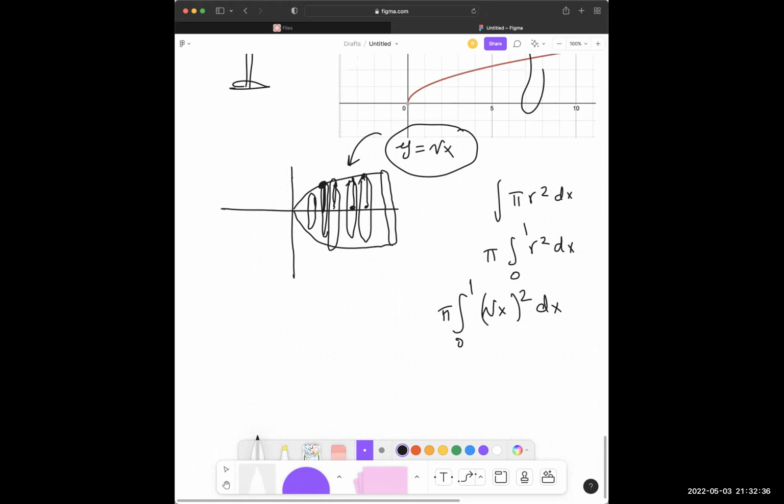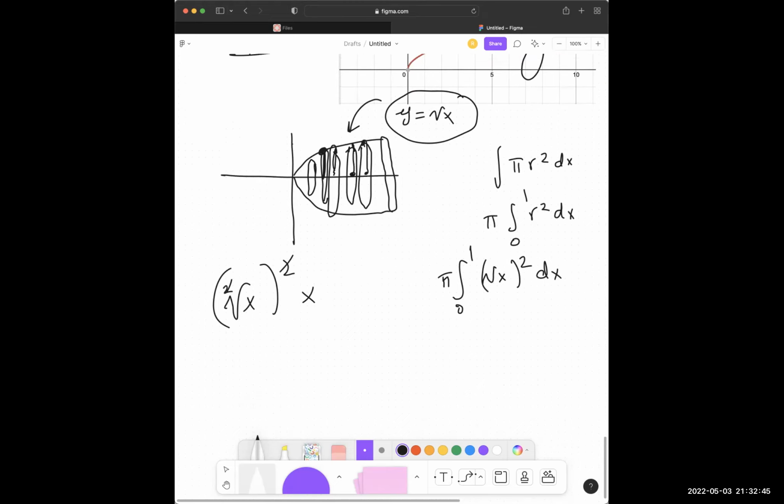Now, what tends to happen is when you have under root x and you square it, if there is an index of 2, these cancel out. And so you're just left with x. Or you could think of it as under root x is just x to the 1/2. And if you square that, you then multiply the powers. That's x to the 2 over 2, which is just x to the 1st. And so it's just x. So this is pi, 0 to 1, and then x here, and then dx.